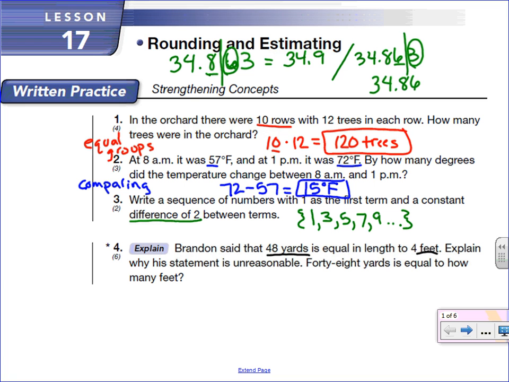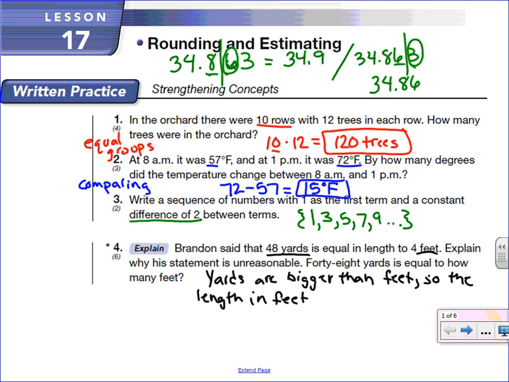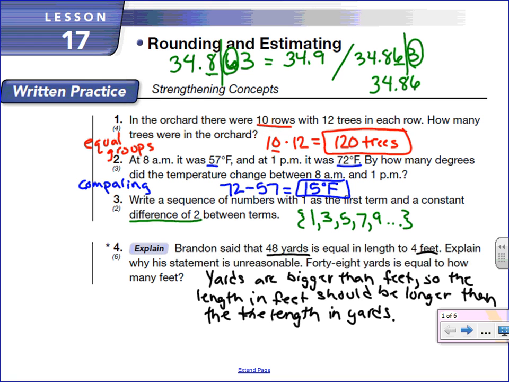So one thing you could say is yards are bigger than feet, so the length in feet should be longer than the length in yards. There are 3 feet in each yard.